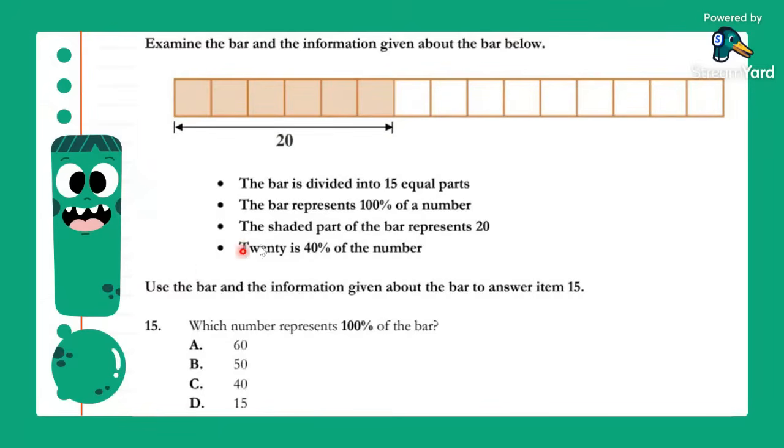Now, we're going to use this bar and this information about the bar to answer this question. It says, which number represents 100% of the bar? So I want you to tell me which number represents the whole of this bar. This whole bar is equal to what number? That's what the question is asking. The whole bar is equal to what number? And how do we know?